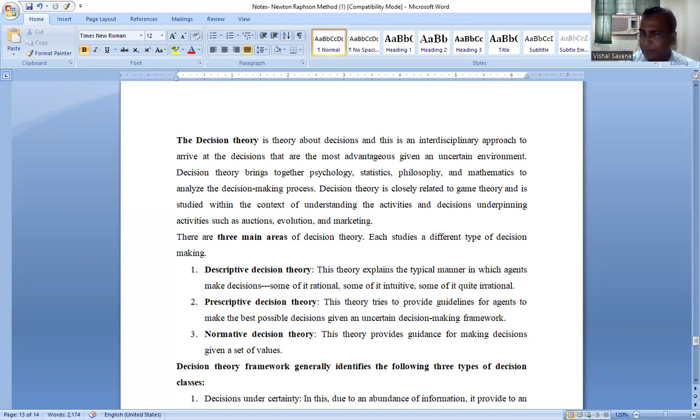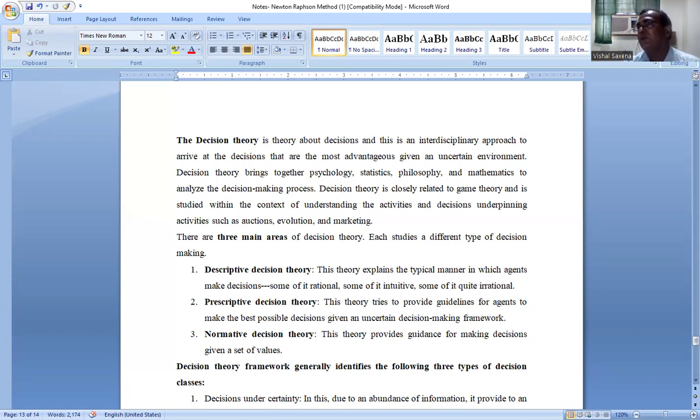The third and last area of decision theory is normative decision theory, and this theory provides guidance for making decisions given a set of values. Ultimately, normative decision theory is again a good one, and it provides decision making in some areas given a set of values.